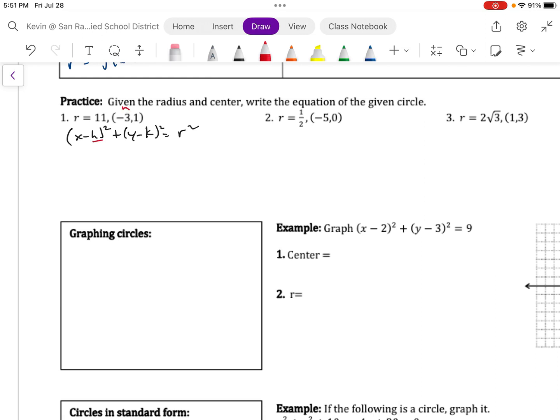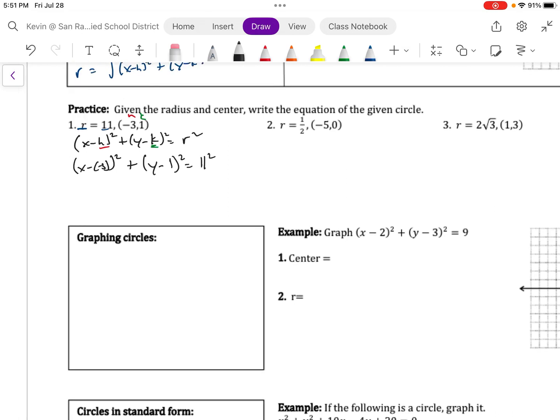This is h. So we're going to go x minus negative 3 squared. And then over here, this is our k, so that's that. So we're going to come in here, we'll go y minus 1 squared. And then our radius is 11. So we come in here and go 11 squared.